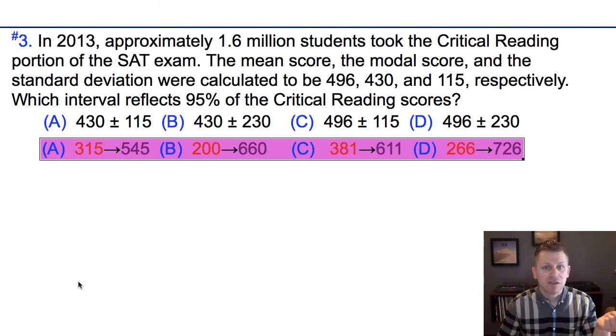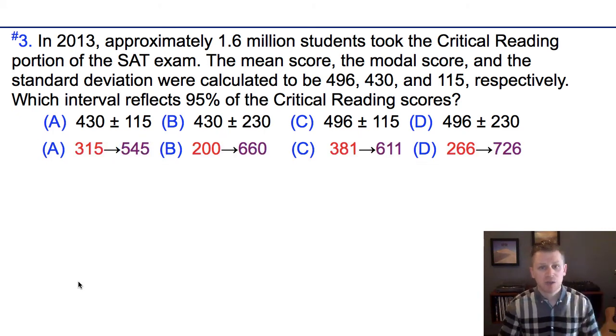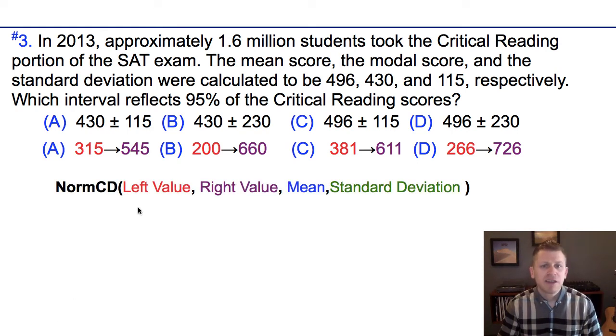If you did, your intervals corresponding to each answer choice would look like this. Now what you could do is bring up your formula and just type in the different left values, the different right values, with the mean and standard deviation.